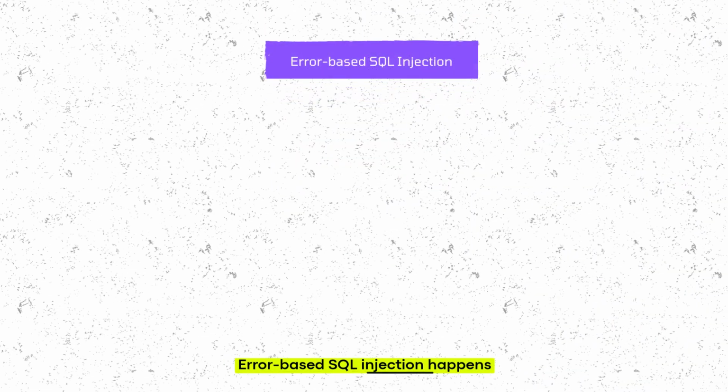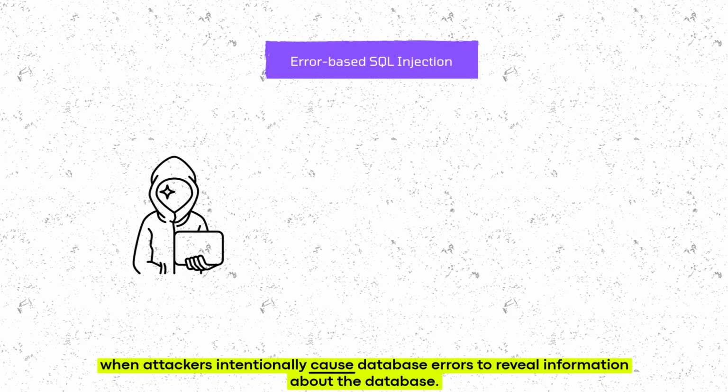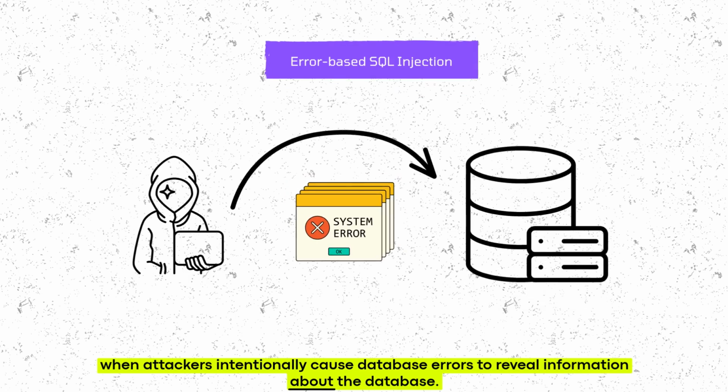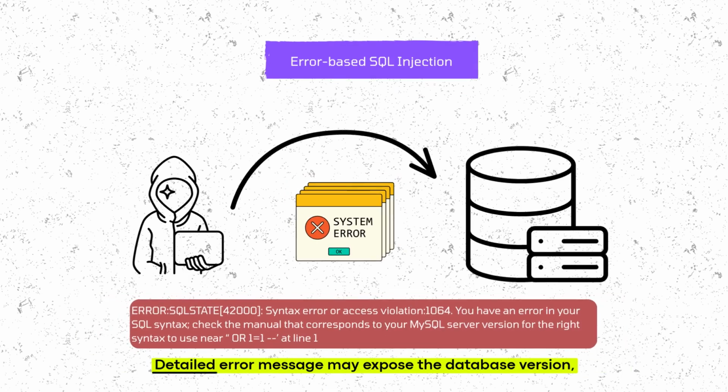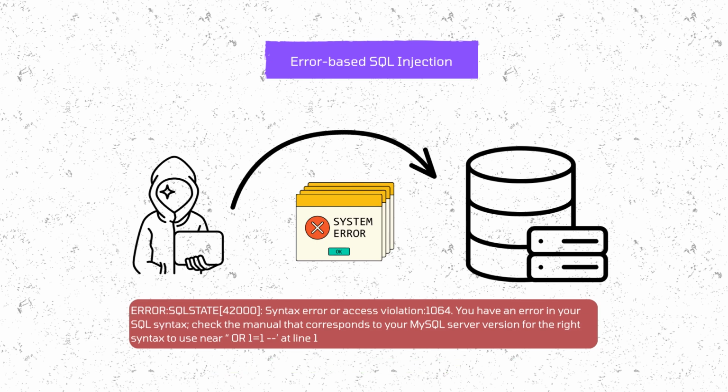Error-based SQL injection happens when attackers intentionally cause database errors to reveal information about the database. Detailed error messages may expose the database version, current database user, table names, column names, and database structure. This type of attack is often used to gather information before launching more advanced attacks.